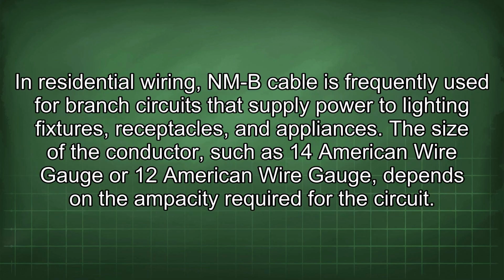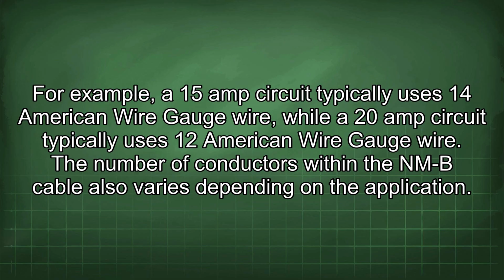In residential wiring, NMB cable is frequently used for branch circuits that supply power to lighting fixtures, receptacles, and appliances. The size of the conductor, such as 14 American wire gauge or 12 American wire gauge, depends on the ampacity required for the circuit. For example, a 15 amp circuit typically uses 14 American wire gauge wire, while a 20 amp circuit typically uses 12 American wire gauge wire.